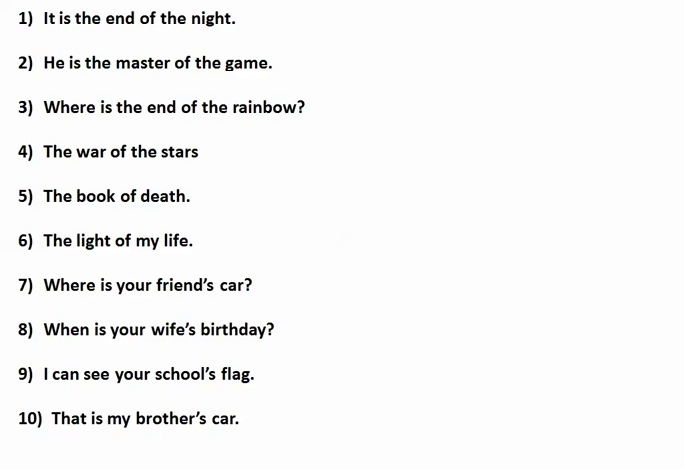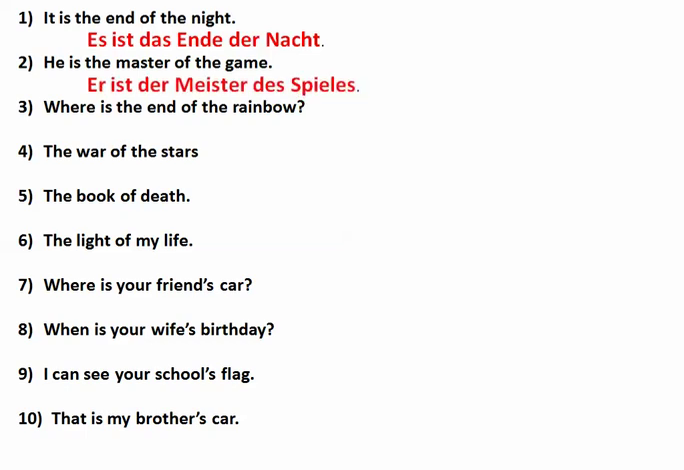It is the end of the night. Night is a feminine noun, die Nacht. So when we put this into German, using the genitive case, es ist das Ende der Nacht. He is the master of the game. Ist der Meister des Spieles. Das Spiel changes to des, and the es is added on to Spiel because it is one syllable long and is a das word. Where is the end of the rainbow? Wo ist das Ende des Regenbogens? So der Regenbogen changes to des. This word Regenbogen has four syllables, so we're just adding an s to it.